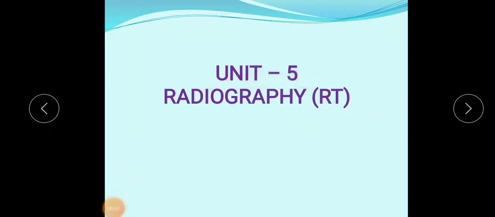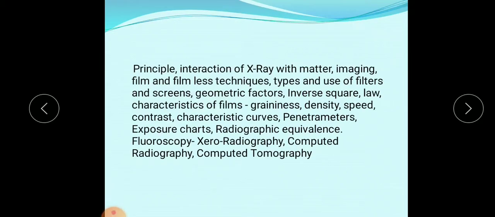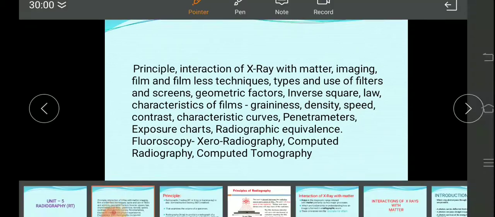This is Unit 5, radiography. Now we are going to talk about different topics. The first one is the types of filters and screens. Then screen resolution that can be followed in imaging, the inverse square law of imaging, and then contrast, density, and speed. We are going to talk about these different topics. Let's go to the video.